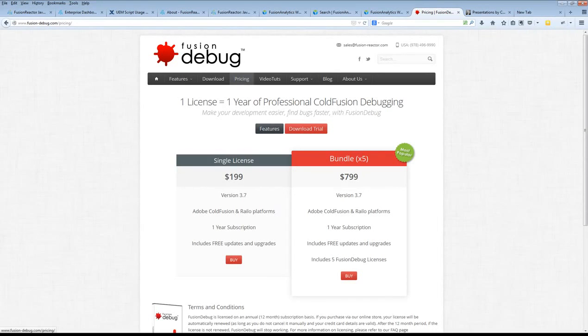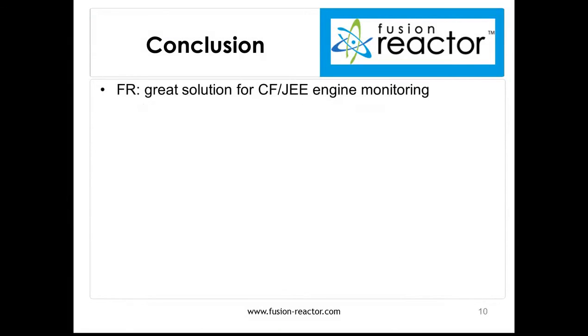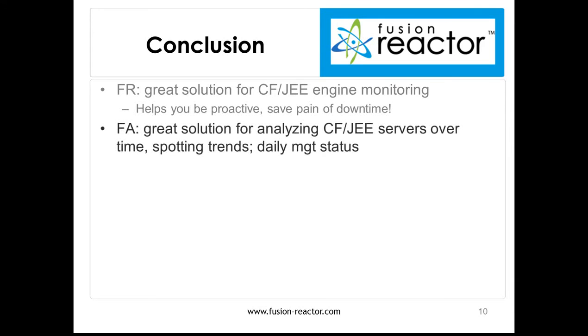Okay. So I was just going to wrap up with the last slides, just to say that FusionReactor is a great solution for monitoring your CF, Railo, any Java server engine. Can really help you be proactive and save you the pain of downtime. I tried to stress that up front. That's the beauty of it, is you can see what's going on while it's happening, before it happens, after it happens. You can understand it and solve those problems. So don't put up with things like that.